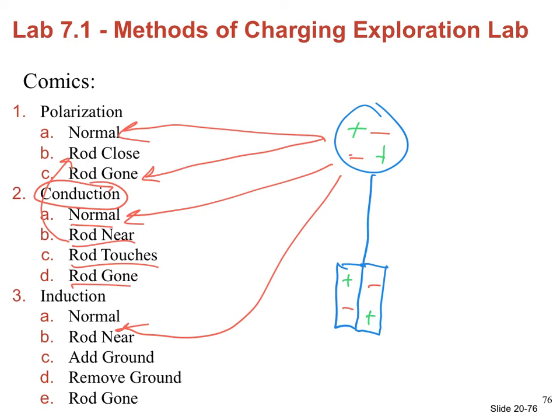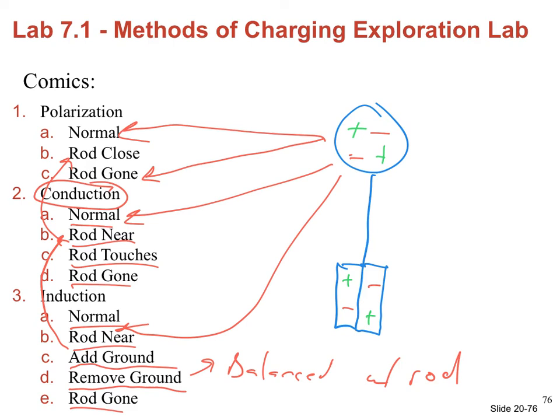And then lastly, we have induction. So we've got the normal state. Rod near, which is again the concept of polarization. Then we add the ground, and we show what's happening to electrons, either they're coming on or they're leaving. We remove the ground and show how we're balanced with the rod. So this is balanced with the rod. And then again the rod gone. So what happens with the final state? And again, those leaves should diverge. So right here and right here, we should be ending with diverged leaves.